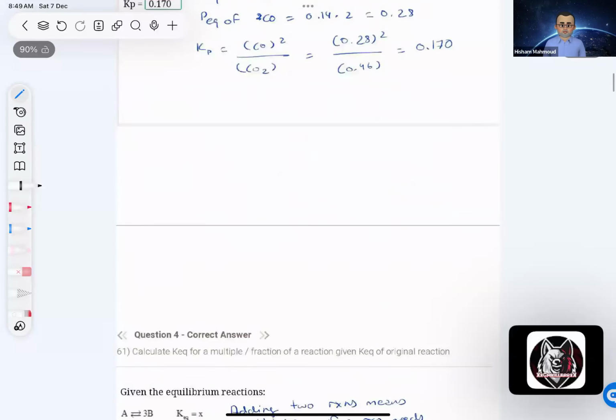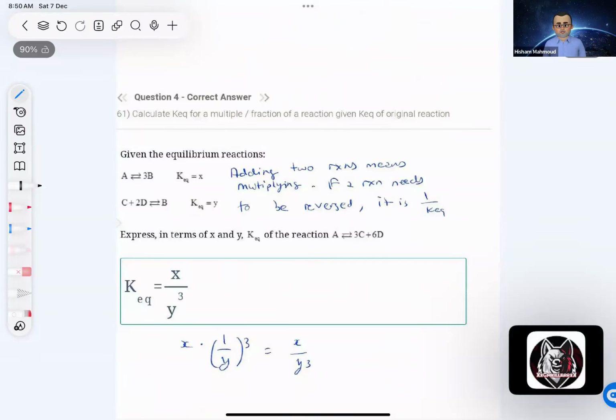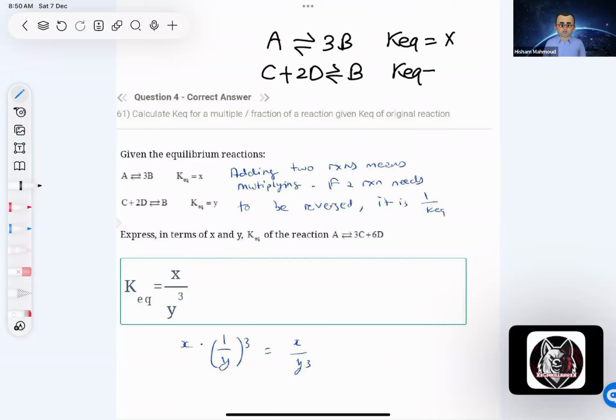This is the same one, the continuity of it. Okay. Right. This one needs a little bit of focus. Given the equilibrium reaction, A reacts to form 3B, and this is my K equilibrium, equal to X. And I have C plus 2D gives me B, with K equilibrium equal to Y. I need to find the K, expressed in terms of X and Y, of the third reaction, A gives me 3C plus 6D. So let's please focus on this one.